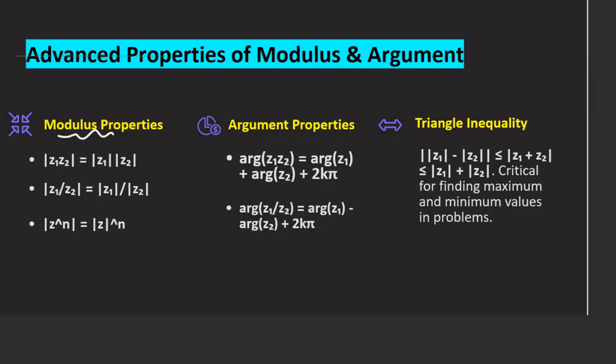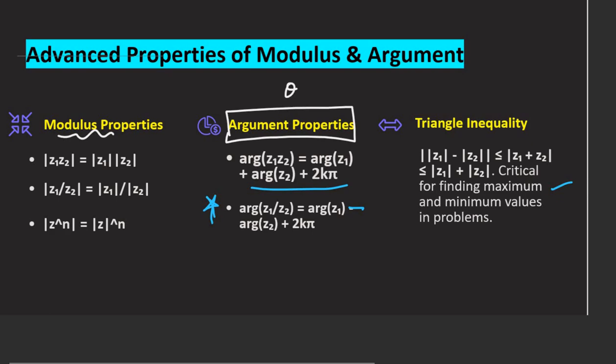Modulus properties, we have seen the modulus properties. Next, coming to the argument properties. Argument implies the theta value, positive direction from the x-axis. So argument of product z1 z2 is equal to argument of z1 plus argument of z2 plus 2k pi. Argument of z1 by z2 is equal to argument of z1 minus argument of z2 plus 2k pi. This is an important property. Triangle inequality: we have seen the triangle inequality, finding the maximum and minimum values in the problem.